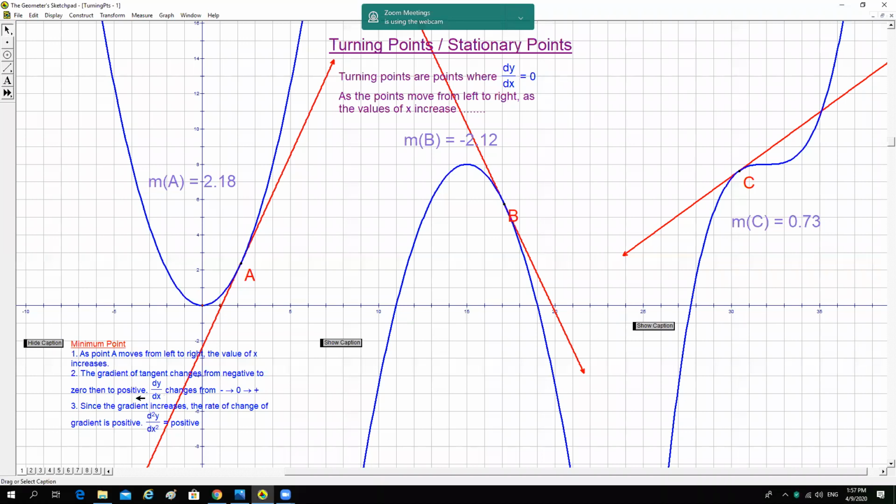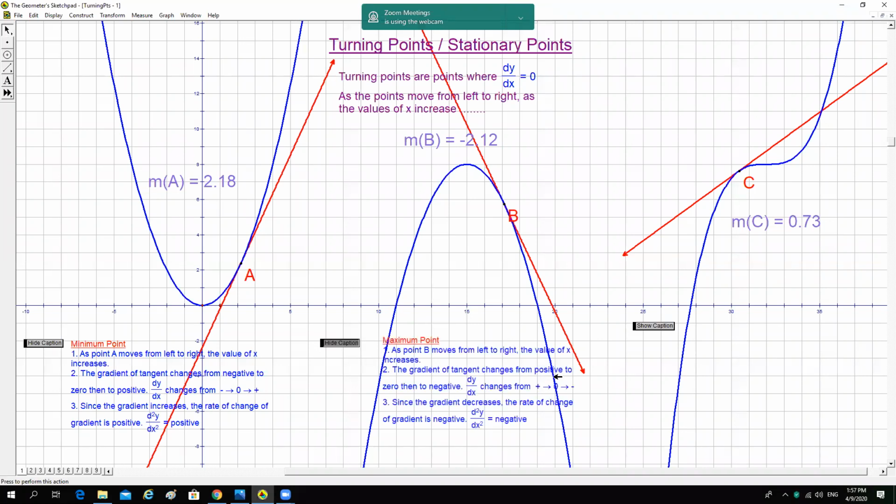So this is about the minimum point. Now we are going to look at the maximum point. It is another type of stationary point or turning point. So how are we going to look at it? We again look at it this way.